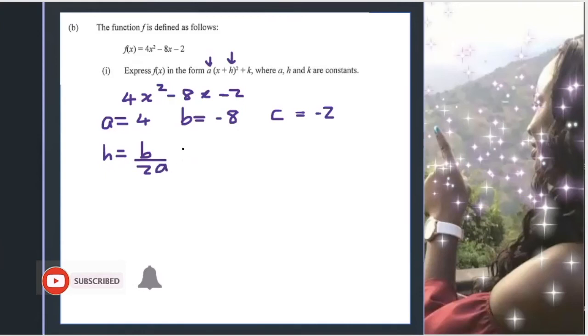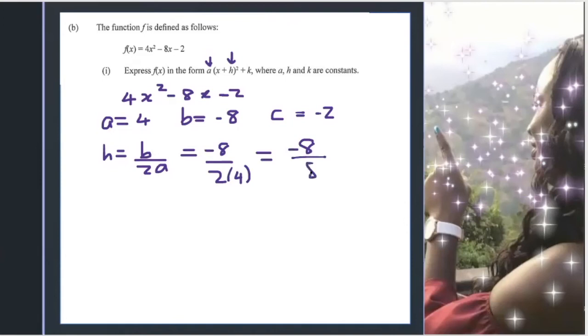So what we're going to do is substitute what is b. B is minus 8. And a is 4. So I have minus 8 over 2, 4 is 8. And calculating this will be negative 1.